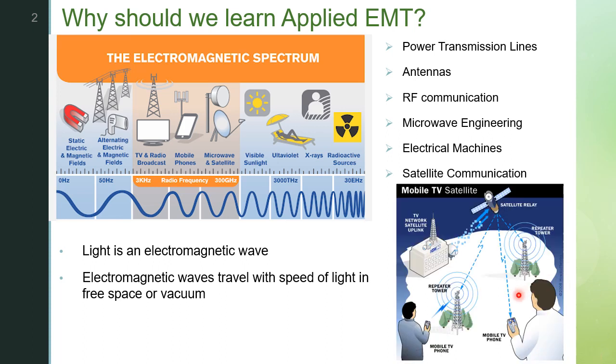As you can see in this figure, it shows a mobile TV satellite where we have towers communicating with a satellite. The waves emitted from the towers are called electromagnetic waves, and the waves transmitted from the satellite are also electromagnetic waves. Since it is a wireless environment, the electromagnetic wave travels through free space or vacuum from the satellite to the tower or from the satellite to the phone, etc. So, it has a wide range of applications in the communication field.